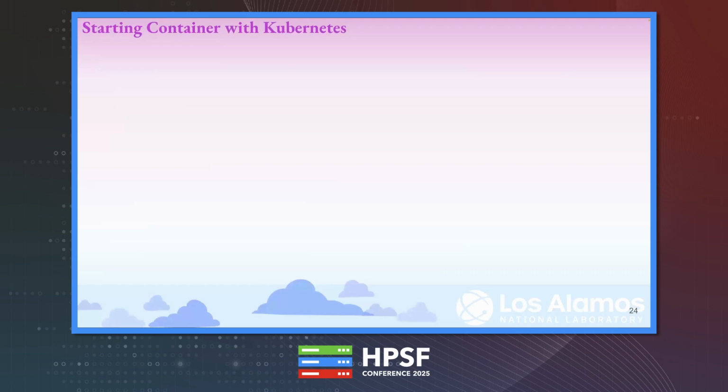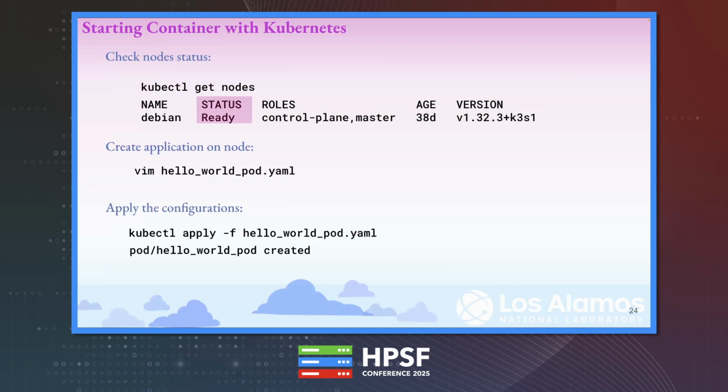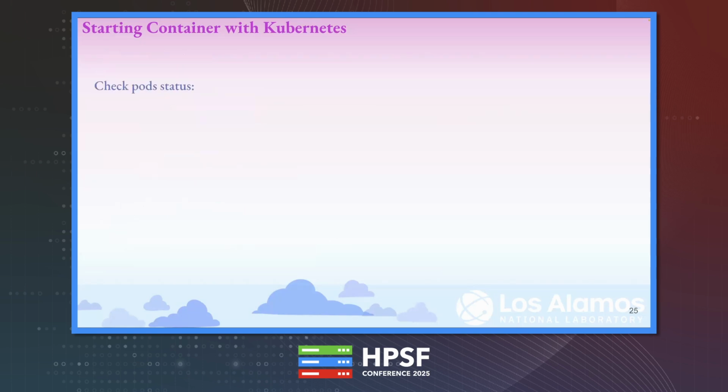And now a demo with starting containers with Kubernetes. First, we can check the node status by doing kubectl get nodes and see that it's in a ready status. So now we can create an application on the node and apply those configurations using kubectl apply. And in the output, we can see that the pod was created.